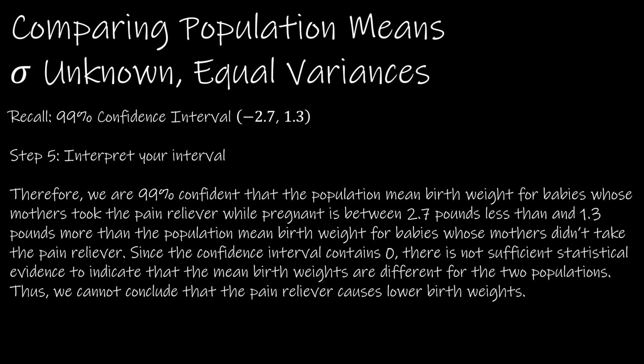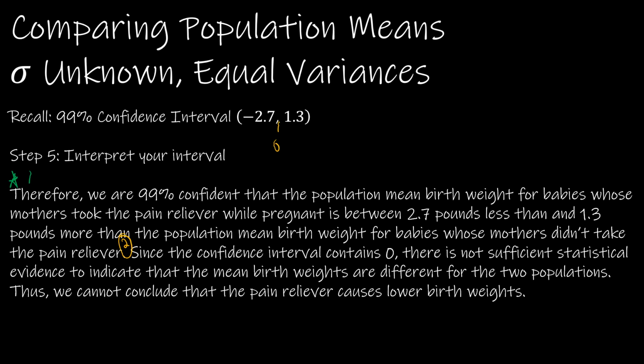Remember, when we do an interpretation, the first part is to talk about the actual values in the interval in context. So this is part 1. We're 99% confident that the population mean birth weight for babies whose mothers took the pain reliever is between 2.7 pounds less than and 1.3 pounds more than the population birth weight for those mothers who didn't take the pain reliever. That's part 1. Part 2 says, guess what?